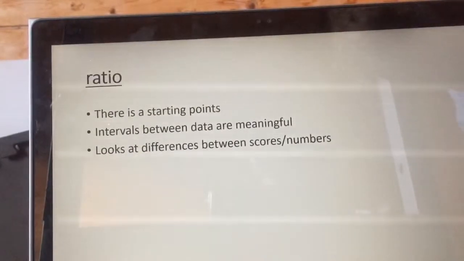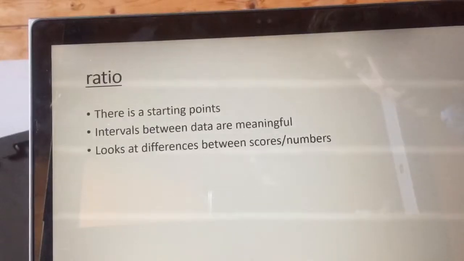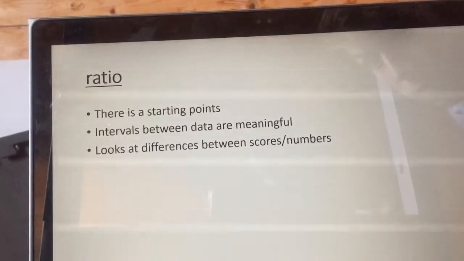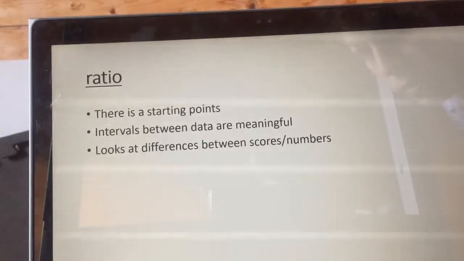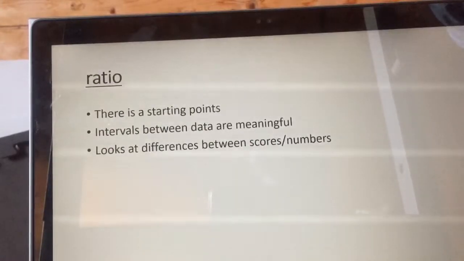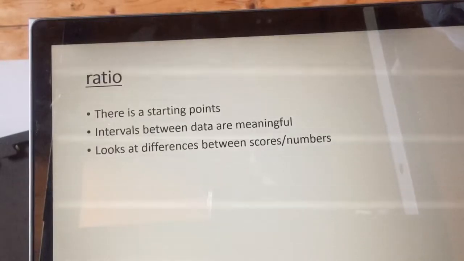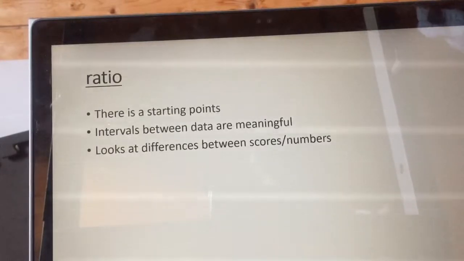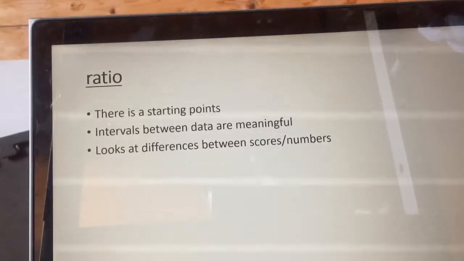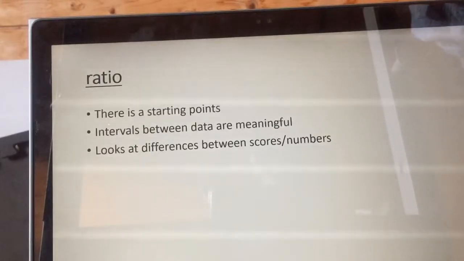And finally, we have ratio. Ratio means there's starting points, and the intervals between the data are meaningful. So it looks at differences between the scores and numbers in a ratio way. So for example, if you're looking at speed, you'd say person A is twice as quick as person B, or strength, they are twice or 3 times as strong as the other person.